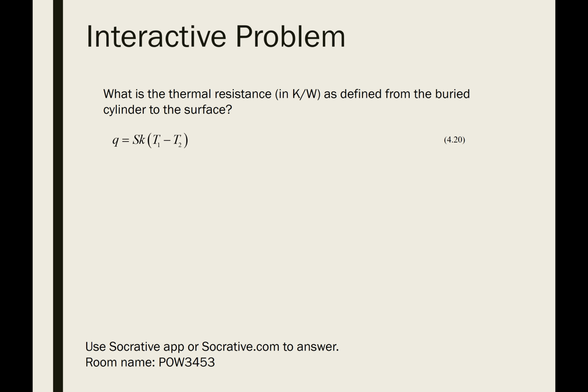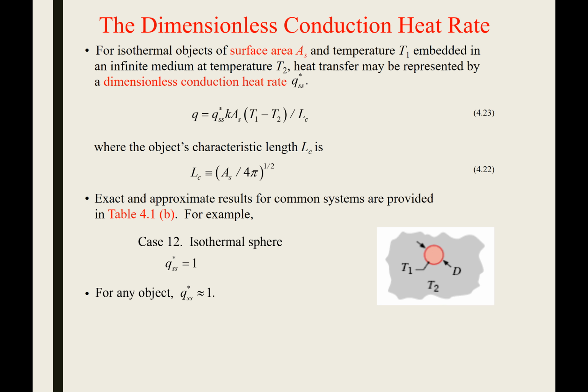Okay, we're going to skip that one too, because there's another form for when you have a solid that is at uniform temperature and it's totally embedded in some other material. That other material is now all uniform temperature. You can take a very similar approach and use this dimensionless conduction heat rate, that Q underscore SS, and do the same kind of thing.